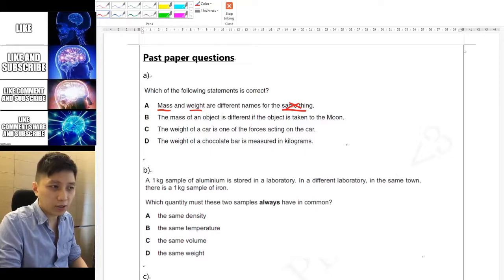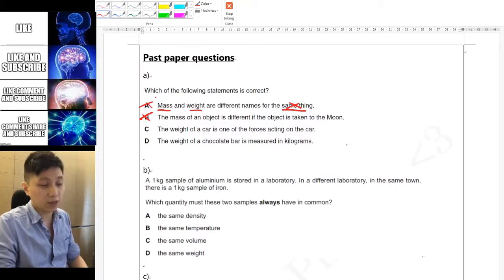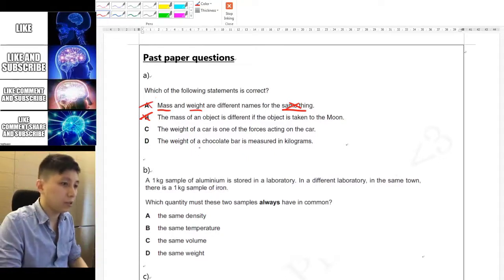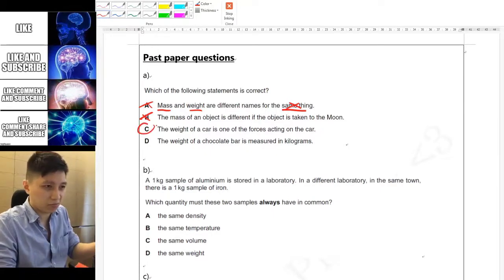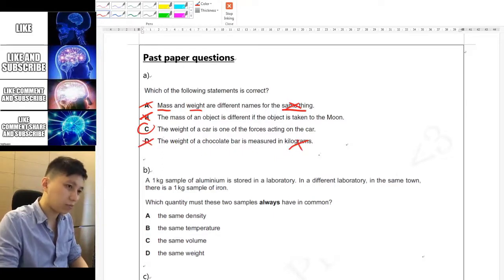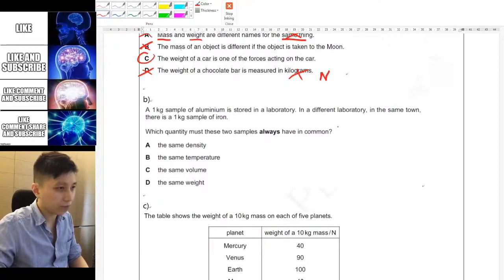Mass of an object is different if the object is taken to the moon. No, right? Mass is always the same. Just like what we said, if you are 70 kg on Earth, you are also 70 kg on the Moon. It's just the weight that is different. So C, weight of a car is one of the forces acting on the car. Yeah. It sounds quite strange, but yeah, it's true. D, weight of the chocolate bar is measured in kilogram. No, of course not. It's in Newton. Okay, you may want to write it down like this, Newton.